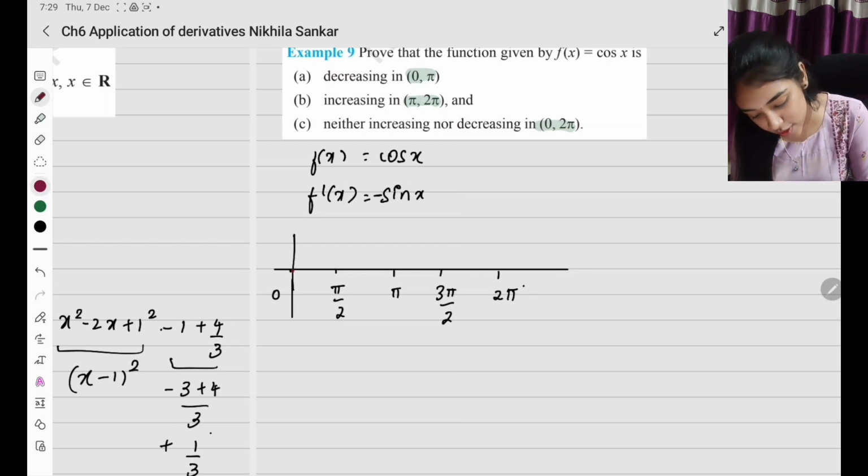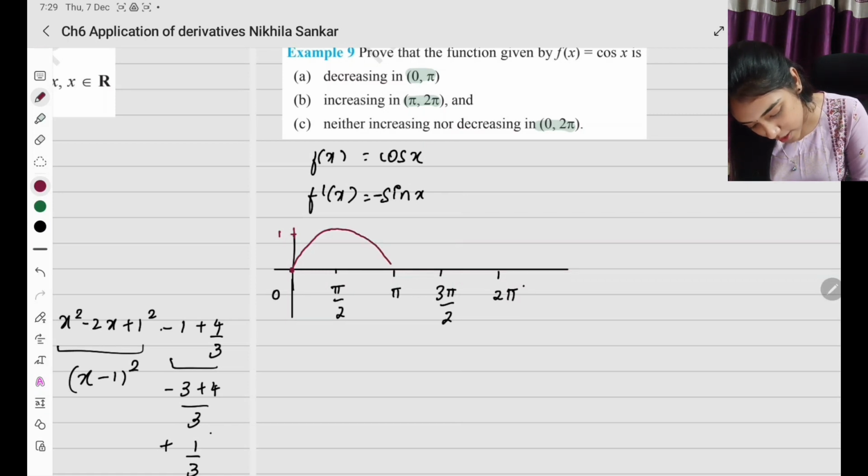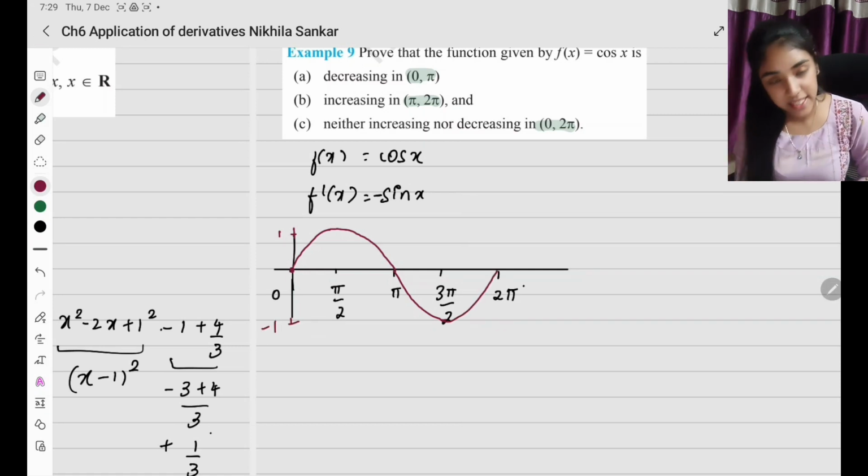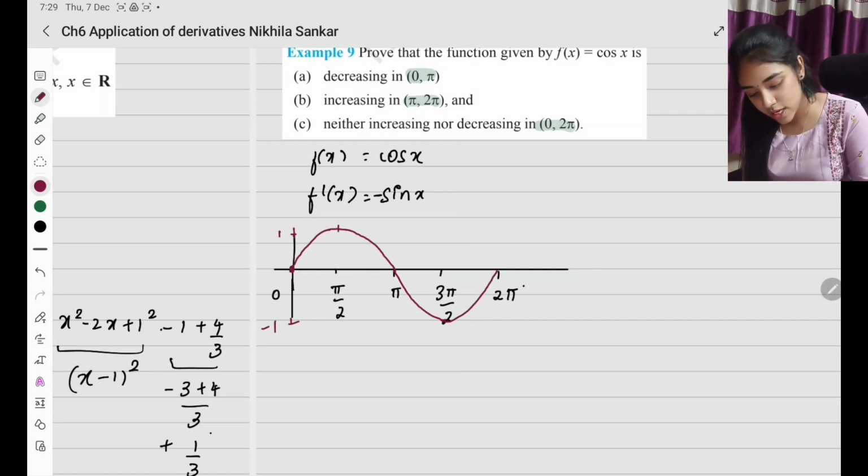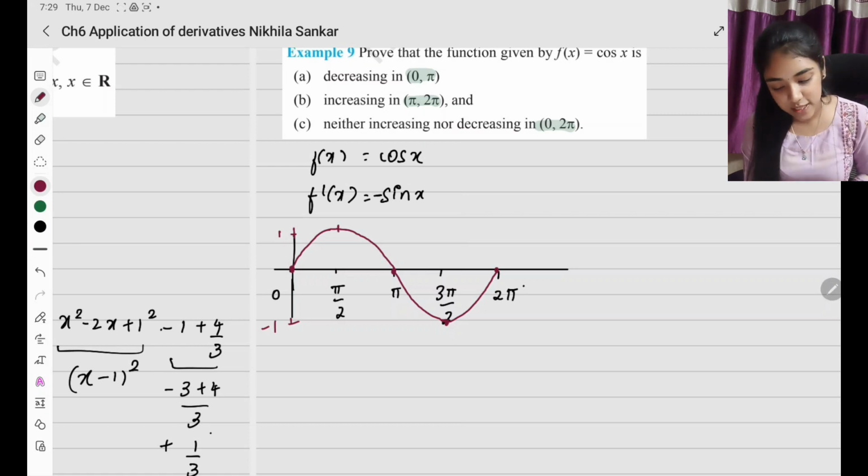So sine 0 is going to be 0, and this is my 1. So sine pi by 2 is going to be 1. So I have this again comes down at pi, this again goes down to minus 1, and I have 2 pi. So this is my sine function. Correct? Sine 0 is 0, sine pi by 2 is 1, sine pi is again 0, sine 3 pi by 2 is minus 1, sine 2 pi is 0. Okay, so this is my sine function.